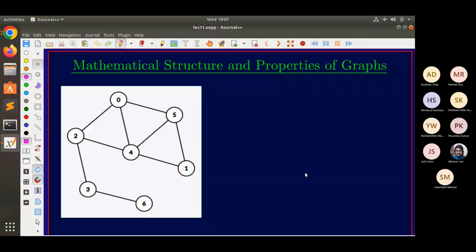Okay, so today we will be having a look at the mathematical structure and properties of graphs. So, from the previous lecture, does anyone remember what a graph is? Can anyone just explain what a graph is using only English terms?